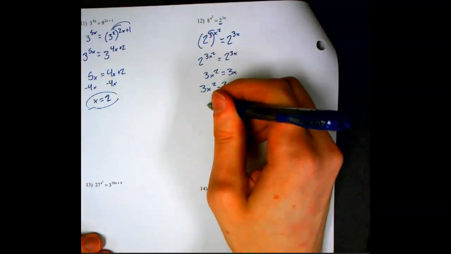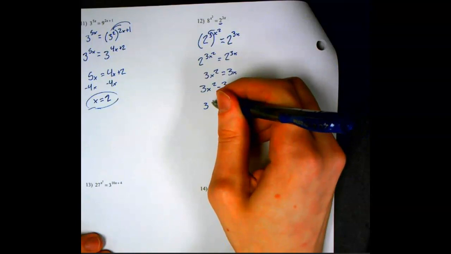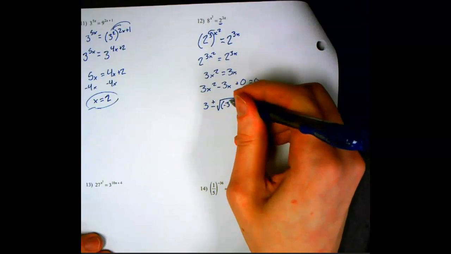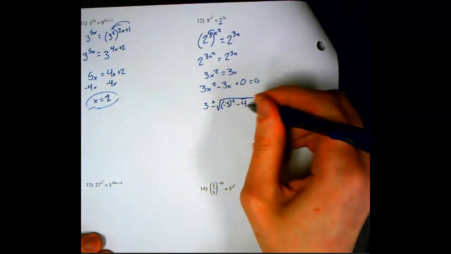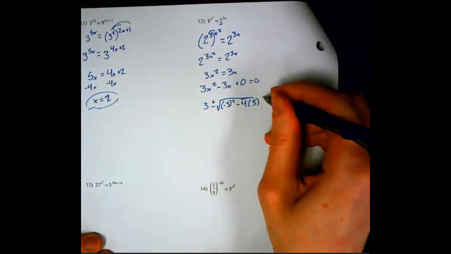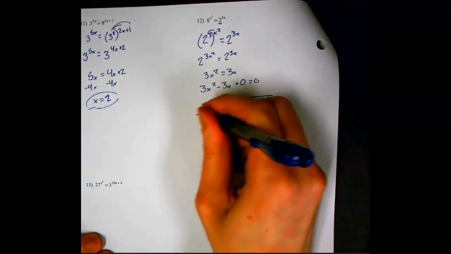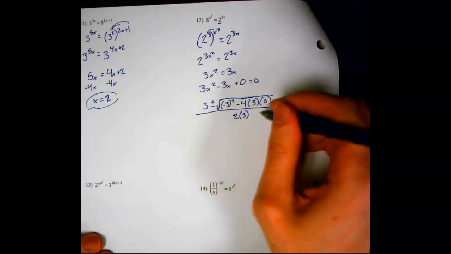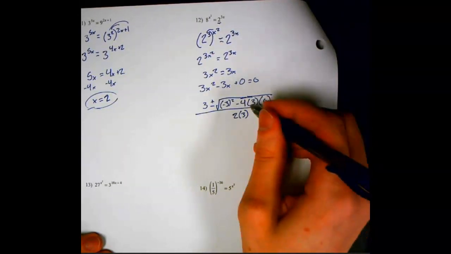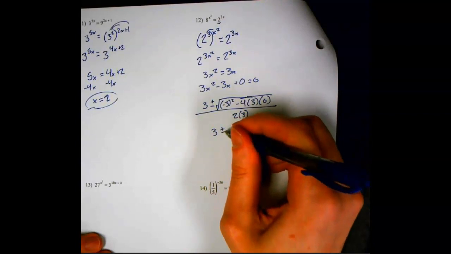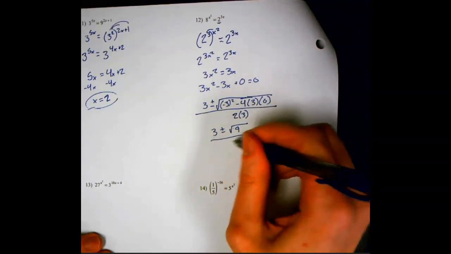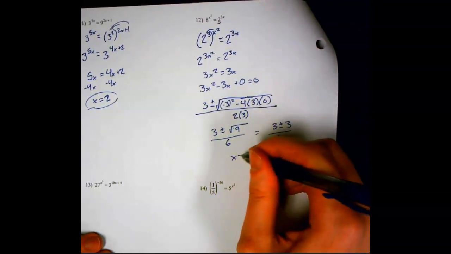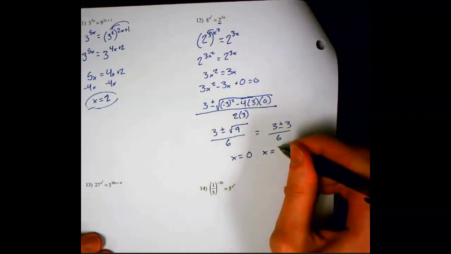So we'll have a negative b, so we'll have 3 plus or minus the square root of b squared minus 4ac. Now it'll all be over a times 2. So when we get this down, that times 0 means that is 0, so we'll have 3 plus or minus the square root of 9 over 6. 3 plus or minus 3 over 6.